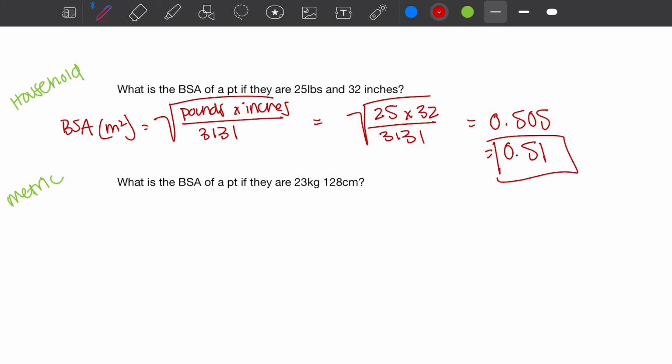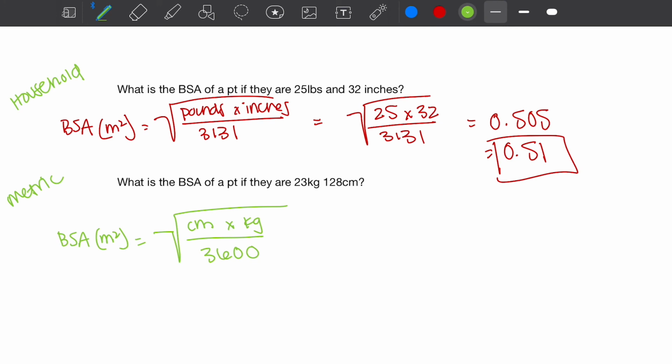Now we're going to do metric, which is BSA, which is meters squared, equals a square root of centimeters times kilograms over 3,600. These 2 formulas you just have to remember. If it's easy for you to just remember and then right when you get your scratch paper on a test, write it down. That's what I would suggest. That way there's no chance of you being nervous and now you've gotten to question 25 on your exam and it's like, oh my gosh, I had these remembered before the test, but now I can't remember which one is which.